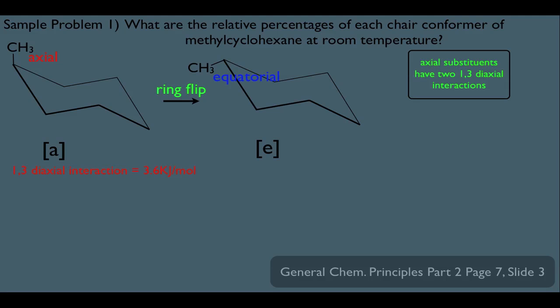So that means to calculate the total energy worth of the chair structure on the left, since remember every axial substituent has the two interactions, that would be 2 times 3.6, which is 7.2 kilojoules per mole. So let's note that the total energy of this molecule would be 7.2 kilojoules per mole. Now let's do the same analysis for the other chair structure. Remember, if a substituent is equatorial, then it has 0 1,3 diaxial interactions. Therefore, let's say that its energy level happens to be 0.